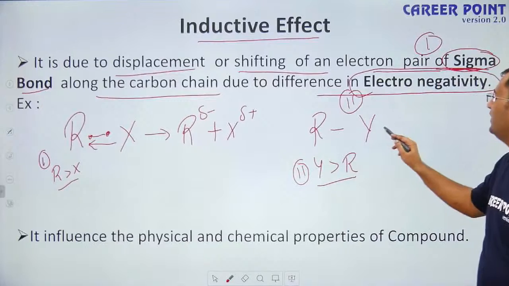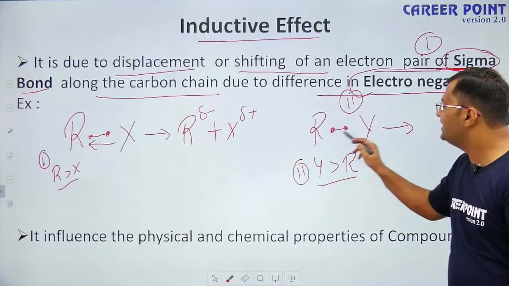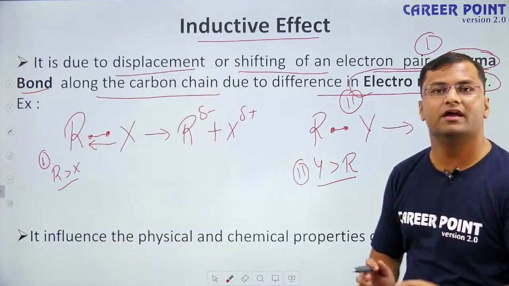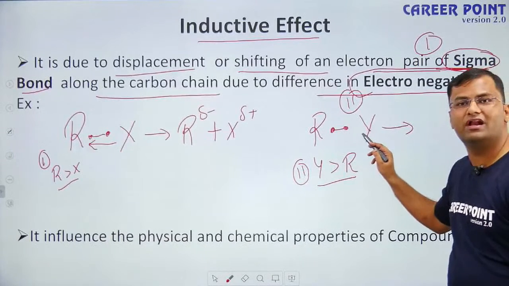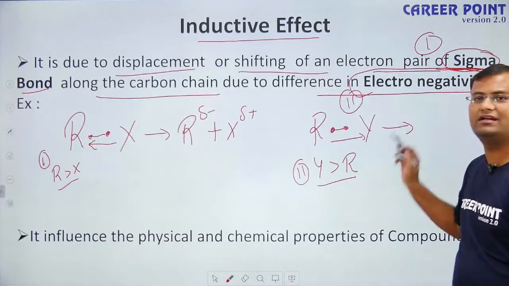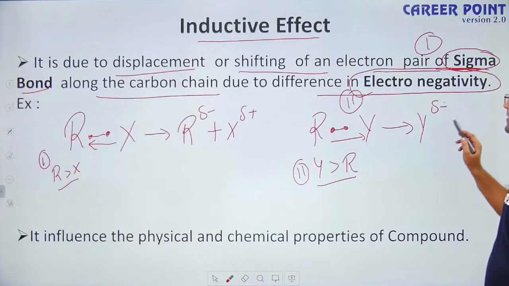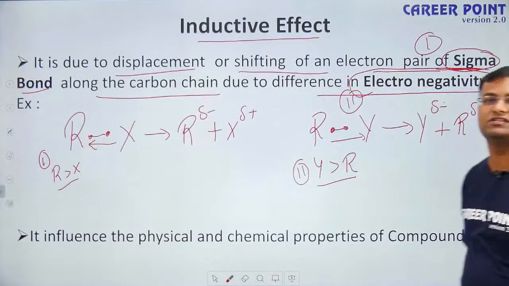Okay, so what is going to happen? This Y and this R share one electron, forming a covalent bond. Clear? Forming a covalent bond. Here this Y is more electronegative, so electron shifting towards Y takes place, and it causes the formation of Y delta minus and R delta plus, a partial positive charge.